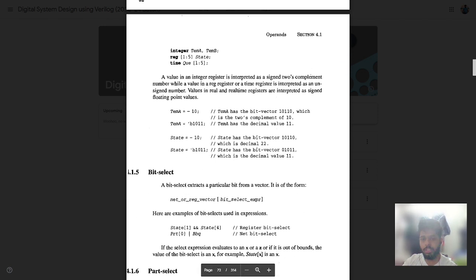A bit select. A bit select extracts a particular bit from a vector. Here is the form given of a bit select. And here are two examples of bit selects, where state 1 and state 4 are register bit selects, and PRT 0 or BBQ is the net bit select.